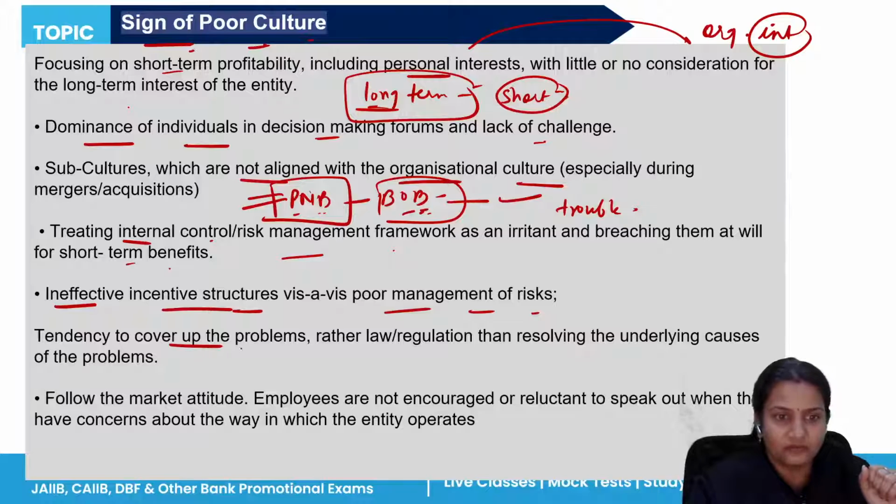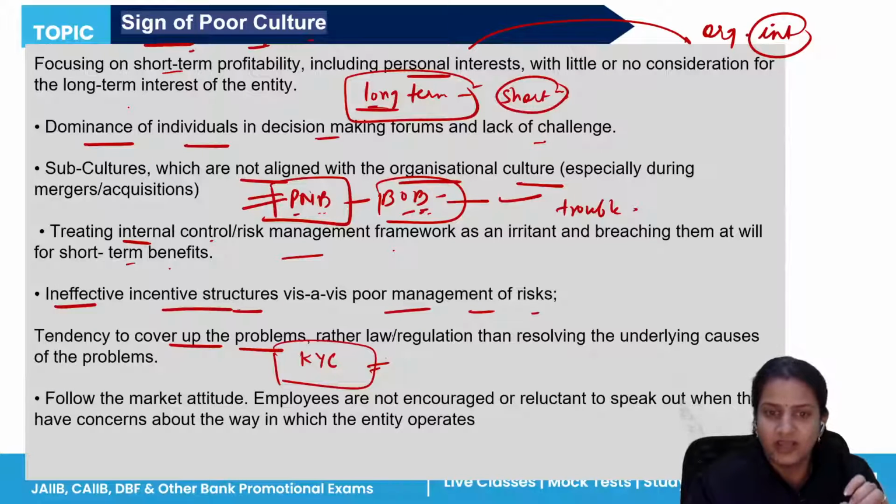The tendency to cover up the problem rather than facing the problem, rather than working on the problem. If there is a tendency in any business that they only cover up the problems, this is very much like KYC. It is mandatory for every customer to do KYC. Some banks are not following these rules. They are covering up their problems. Then this will be a sign of poor culture.